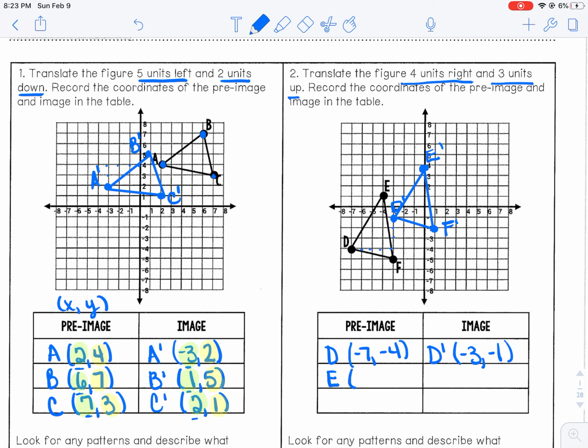E is at -4, comma 1. E prime is at 0, comma 4. And F is at -3, comma -5. And F prime is at 1, comma -2.